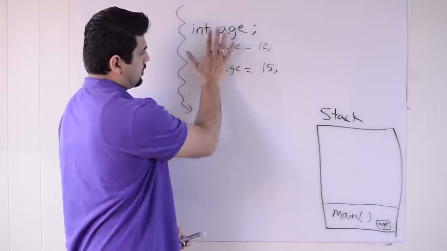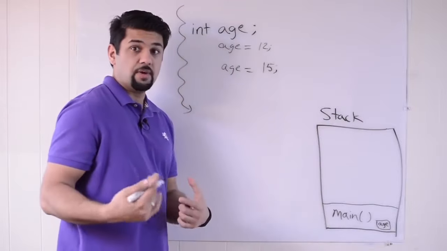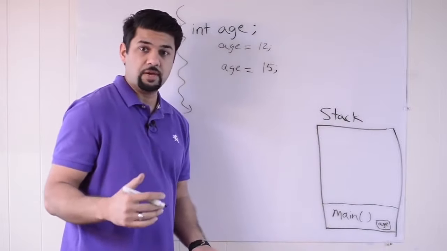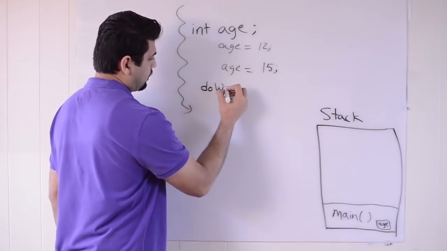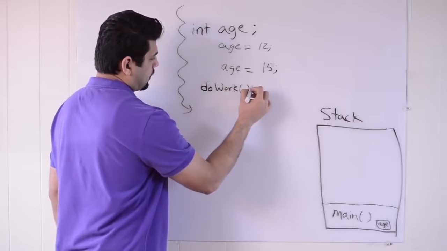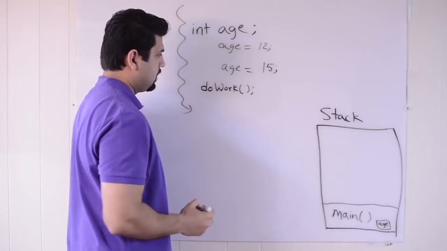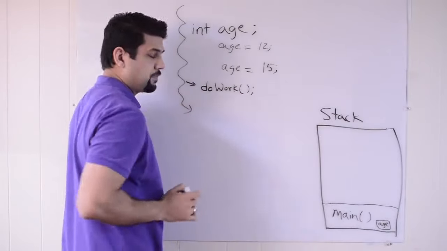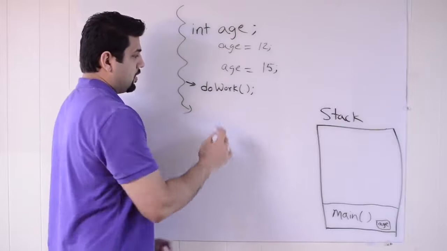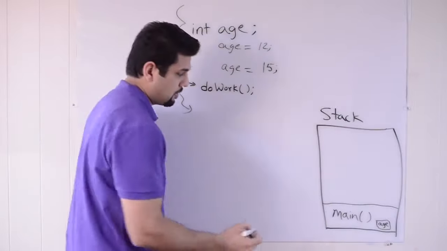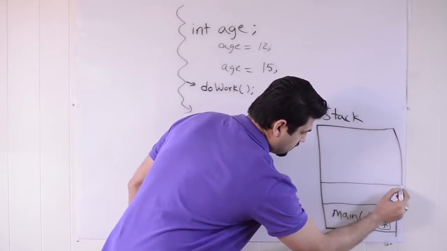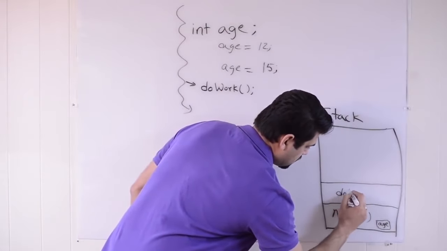Now, let's say we are past this point and we have another method invocation inside of main. Let's say we have some method called do work. When it gets to this line here, do work is going to be added to the stack. It's going to be piled on top of main. Do work.